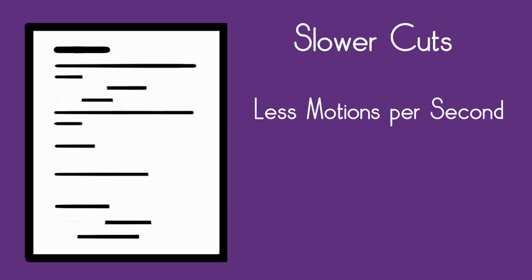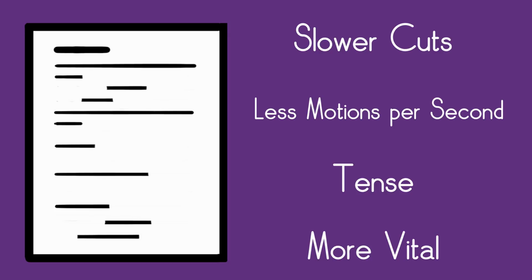On the other hand, an action sequence with less text on the page, a sparse scene, will probably be slower with fewer motions. Therefore, it will feel tense, and each individual action will probably be more vital to the plot.